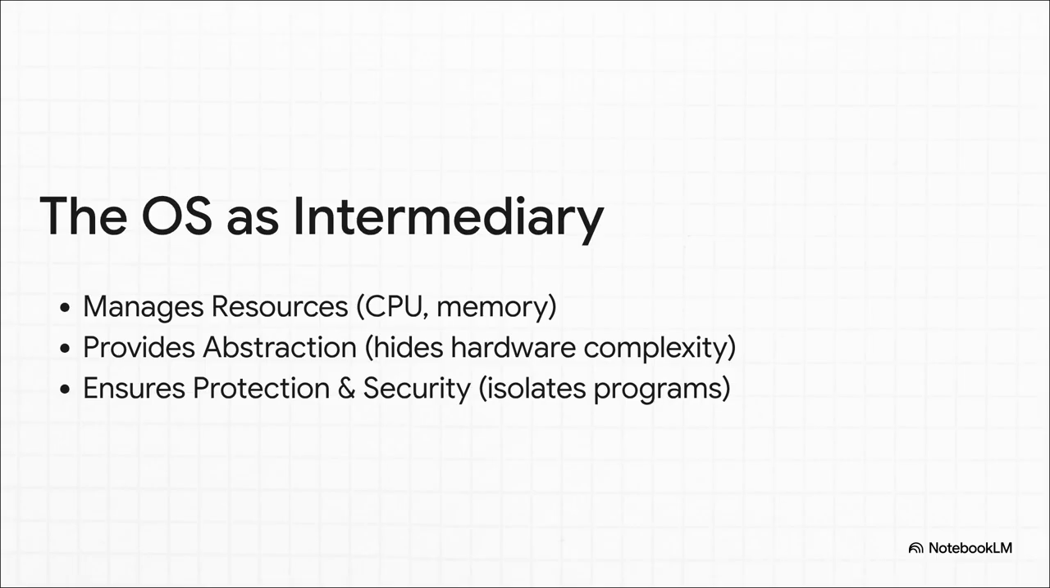First, the OS has to be a fair referee, deciding who gets to use the CPU and memory so one greedy program can't just hog everything. Second, it gives us something called abstraction, which is a fancy way of saying it hides all the messy, complicated details of your hardware from your apps. And third, and this is a huge one for stability, it provides protection by keeping programs isolated from each other. Your word processor has absolutely no business messing with your web browser's memory.